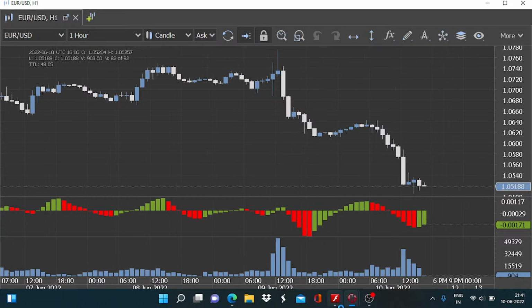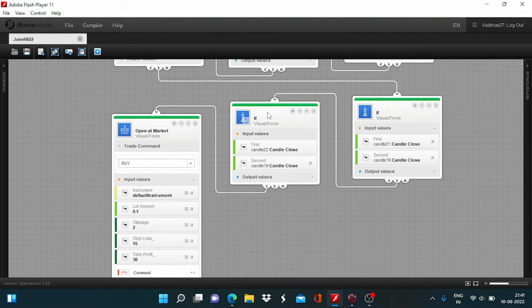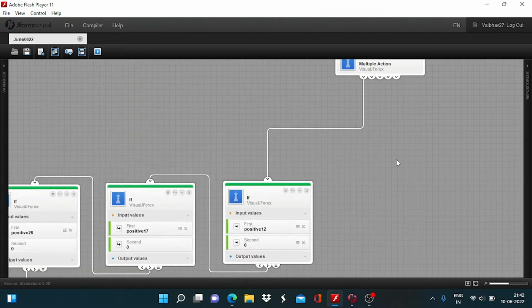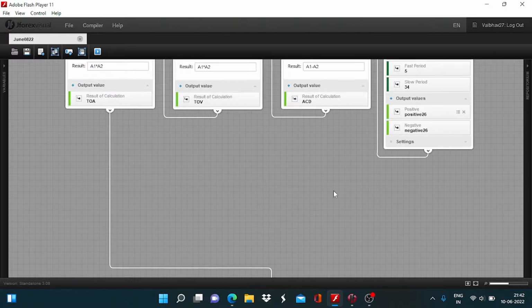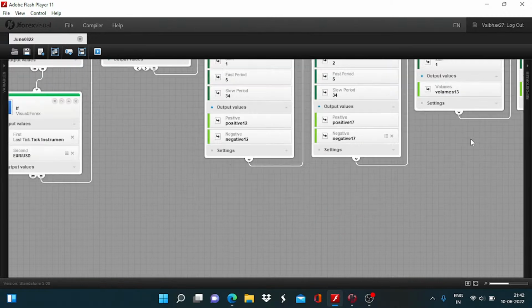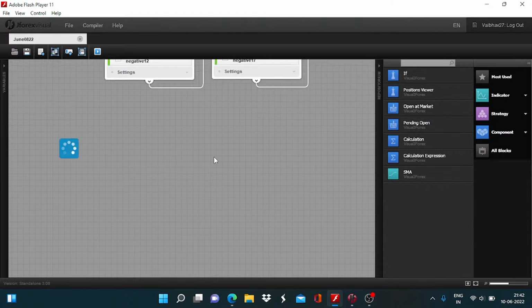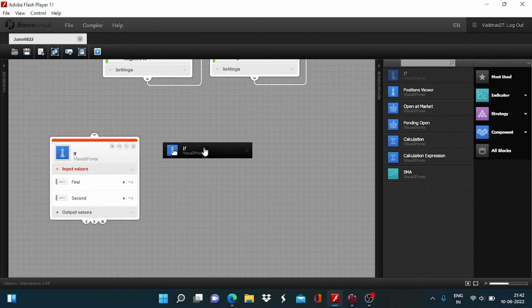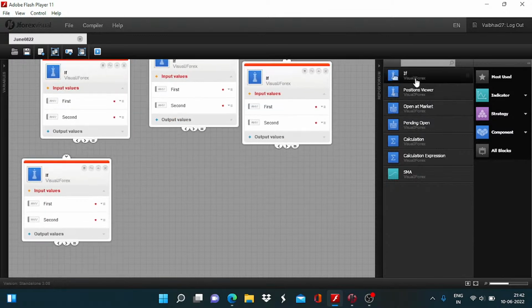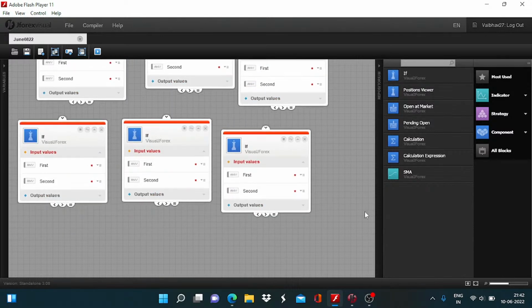Now we head back to the Visual JForex board, and here we will have to start defining the conditions using these if else blocks. We are going to need 9 of these, as we had used 9 of these on the buy side.